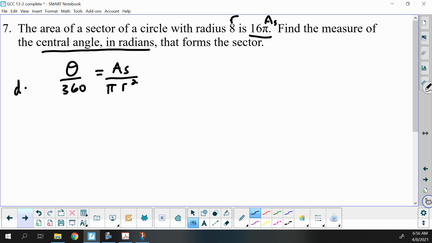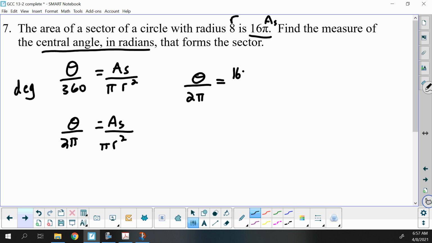So that's when we're in degrees. But as we just saw in the last one, if we're working with radians, 360 degrees is the same as 2 pi radians, because it's pi for each 180 degrees. So this is what we're going to work with in this problem. And because we want to find the central angle, we're looking for the theta. So we're going to have theta over 2 pi equals our area of our sector, which they told us was 16 pi. And then if our radius is 8, pi times 8 squared will just give us 64 pi.